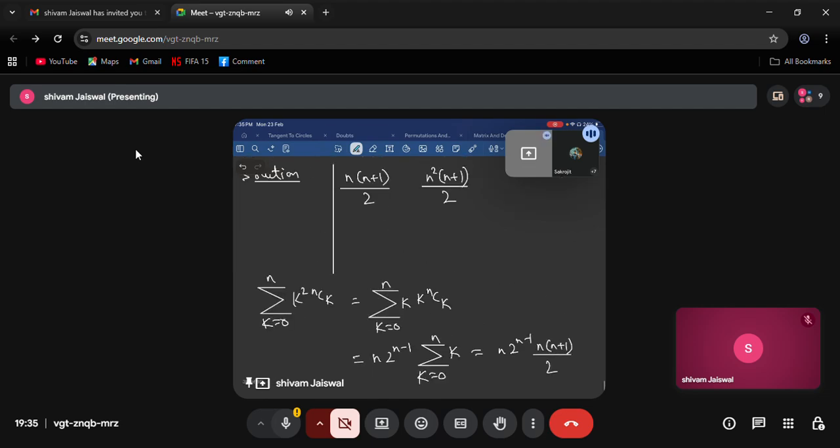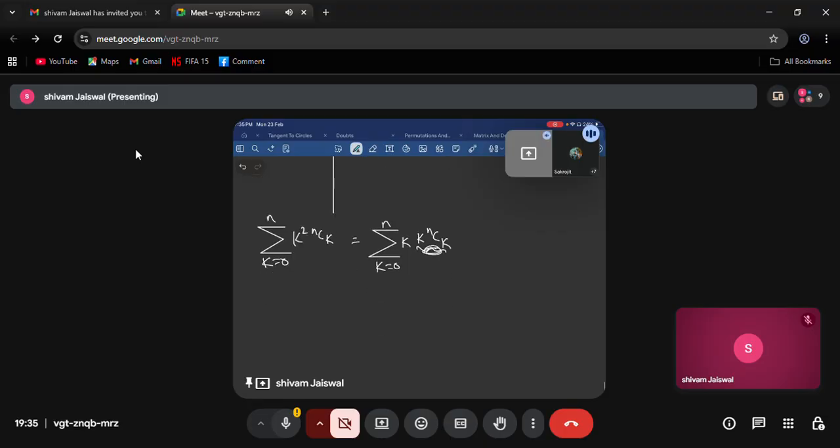n square into n plus 1 by 2. But it is the whole summation. When we take summation over the whole thing, this is where the mistake lies. You cannot take summation separately. You have to simplify this first, k into nCk. Are you getting? Don't take summation separately. This is where I was making the mistake.